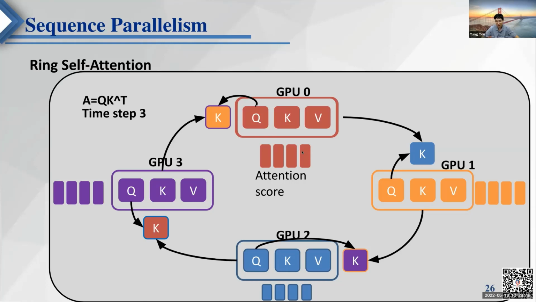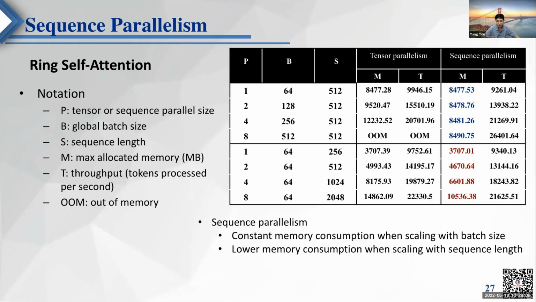If you remember, we have P GPUs or P devices, so in total we need P-1 steps. That's how we can reduce communication overhead from order of P squared to order of P-1. That's our approach for sequence parallelism. By doing so, we can significantly reduce the memory overhead.